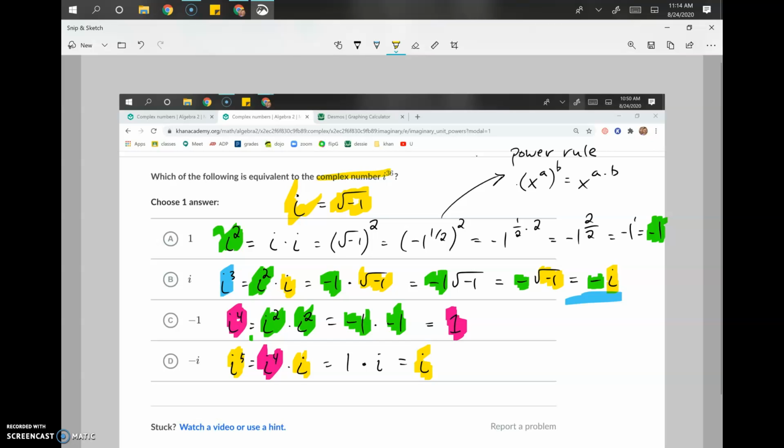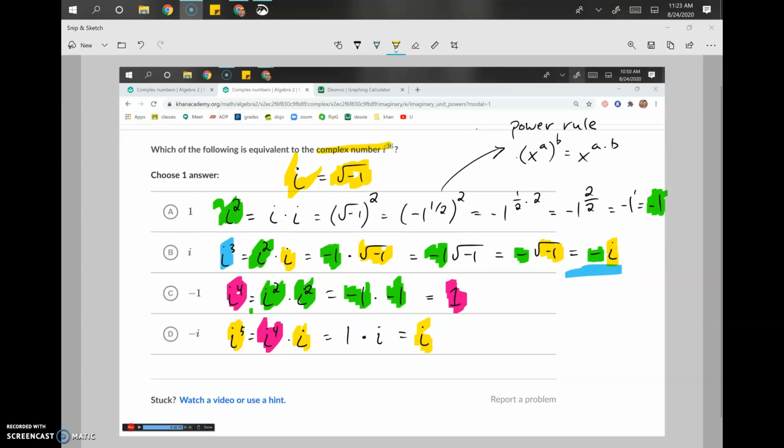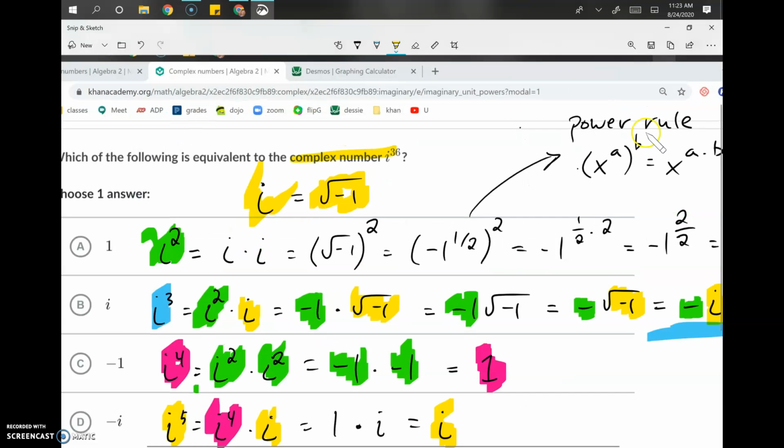And so on and so forth, right? I to the sixth power would be i squared, and this pattern repeats. So essentially, we just got to figure out what value i to the 36th is the same as. Is it the same as i? Is it the same as i squared? Or is it the same as i to the third? Or is it the same as i to the fourth?